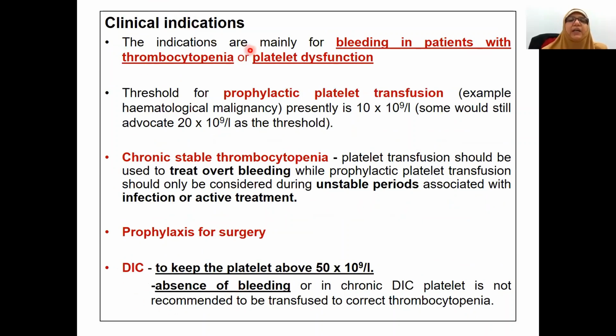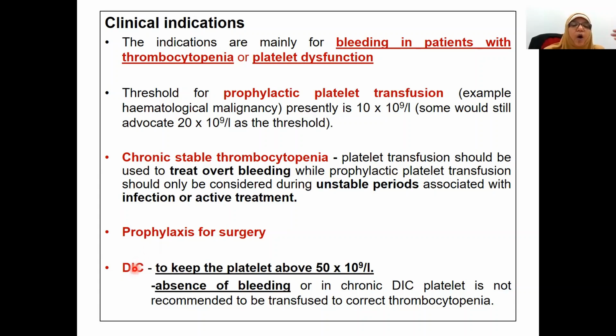So when do we give platelets? You should know this. In patients with bleeding or platelet dysfunction. Do we use prophylactic platelet transfusion? Yes, especially in patients undergoing chemotherapy, patients with hematological malignancies, and the generally acceptable platelet transfusion trigger now is less than 10. For those with chronic stable thrombocytopenia, we don't, unless the patient has bleeding or has superimposed infection.